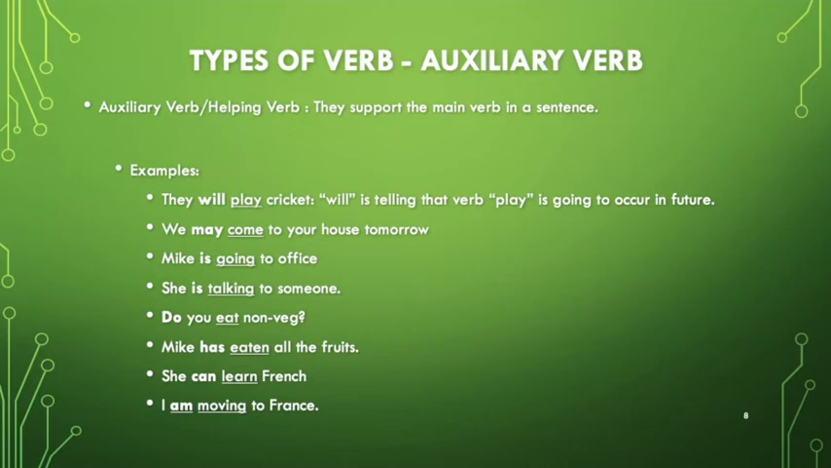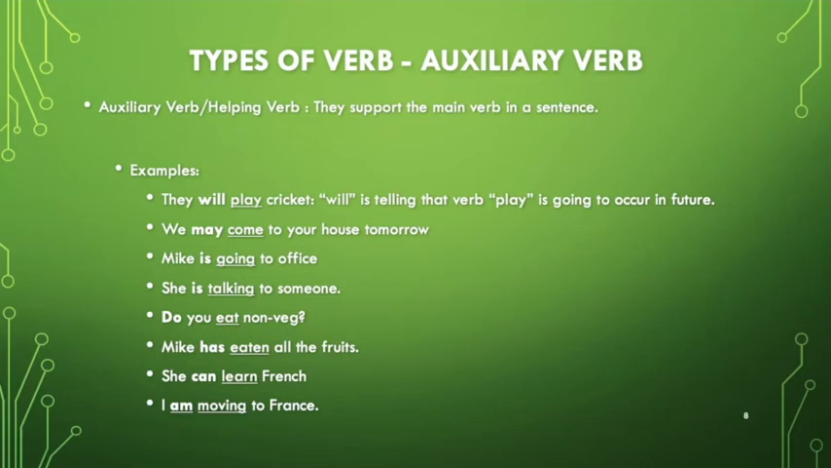Let's look at examples. They will play cricket. Will is telling that the verb play is going to occur in future. So play is the main verb. The helping verb is will. We may come to your house tomorrow. So the main verb is come. And what is the auxiliary verb? May. Mike is going to office. The main verb is going. The helping verb is is. She is talking to someone. Talking is the main verb and is is the helping verb.